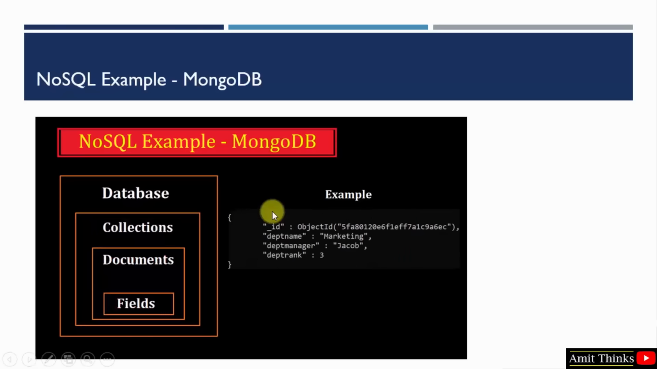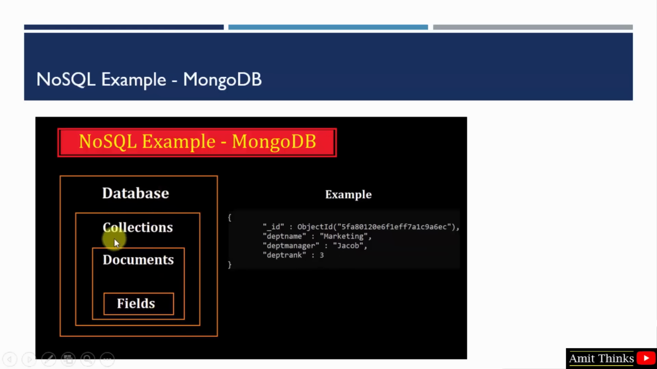Okay, now talking about MongoDB, I told you before, it saves data in the form of documents, key value pair. That is completely different from SQL. So this is the document based MongoDB database. We have 4 columns here: ID, department name, department manager, and department rank. So you can see the database here under NoSQL, under MongoDB.